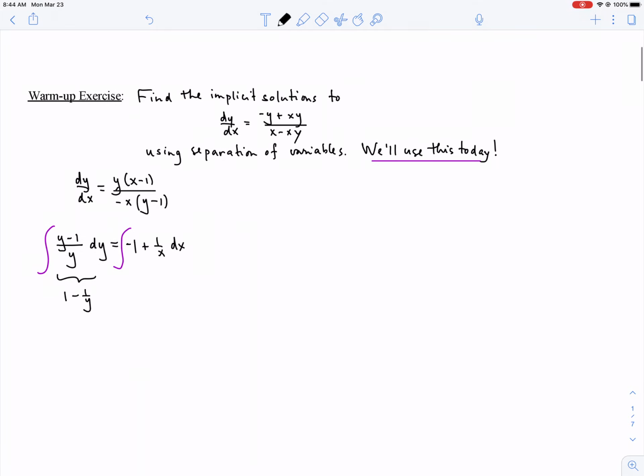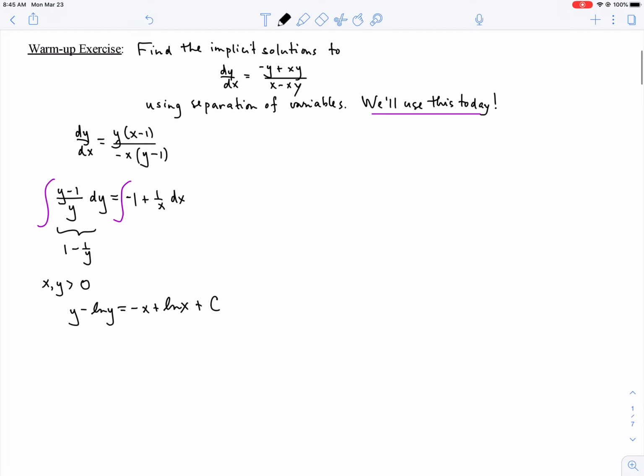This is a population model, so let's assume that x and y are both positive, so we don't have to use log of absolute values of things when we're integrating. And in that case, when we integrate the left, we just get y minus natural logarithm of y, plus a constant, is minus x plus natural logarithm of x, plus another constant, which we collect all the constants there.